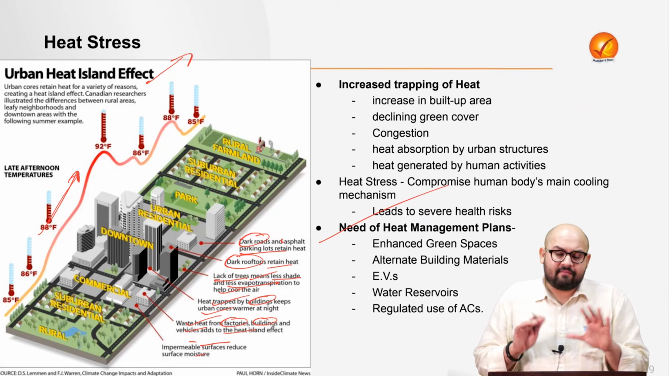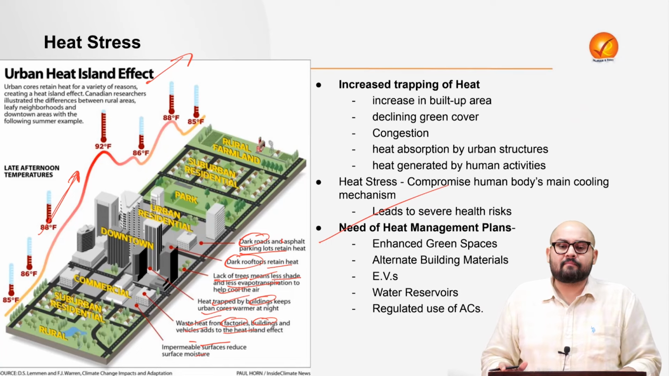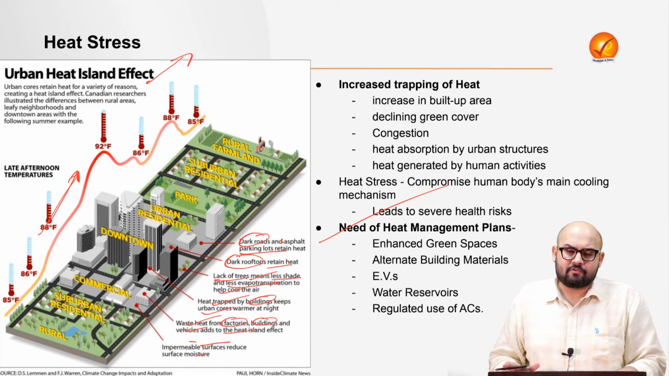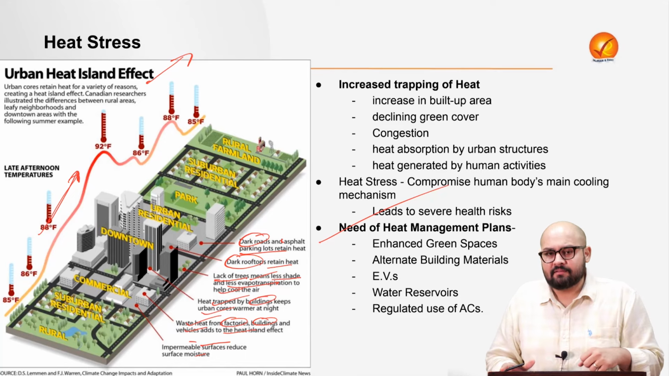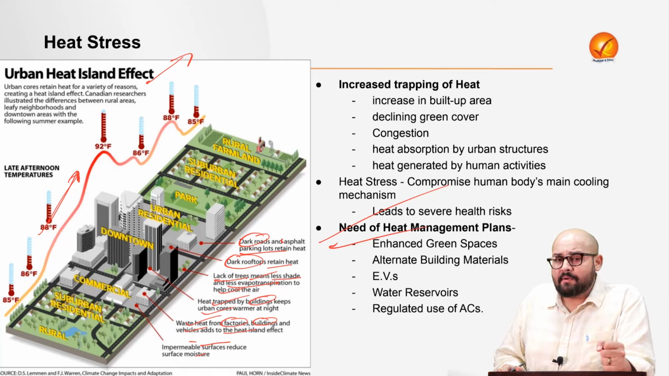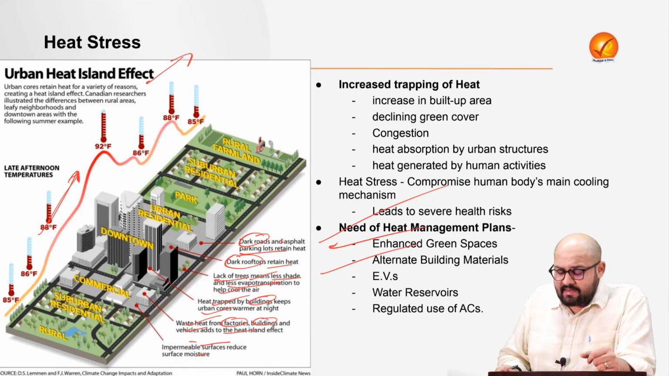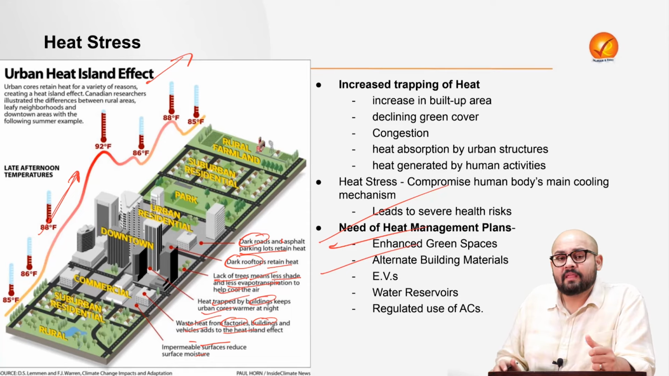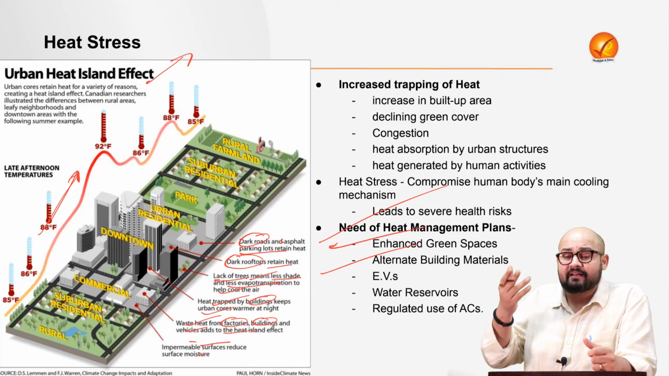In order to have a situation where these green spaces, these urban spaces, can have a situation where heat is not trapped, right? So there needs to be enhanced green spaces, proper green parks, right? There needs to be forestation, that is urban forestry, right? Then there needs to be alternate building materials. We can use reflective tiles on the terrace. We can use those paints which are reflective, right?